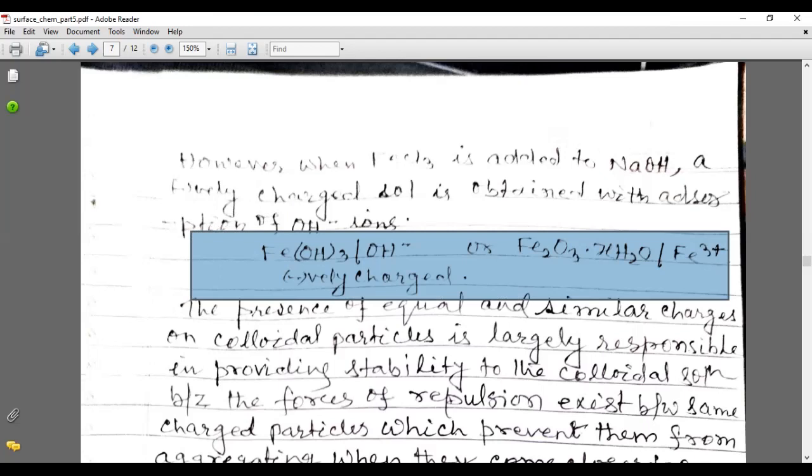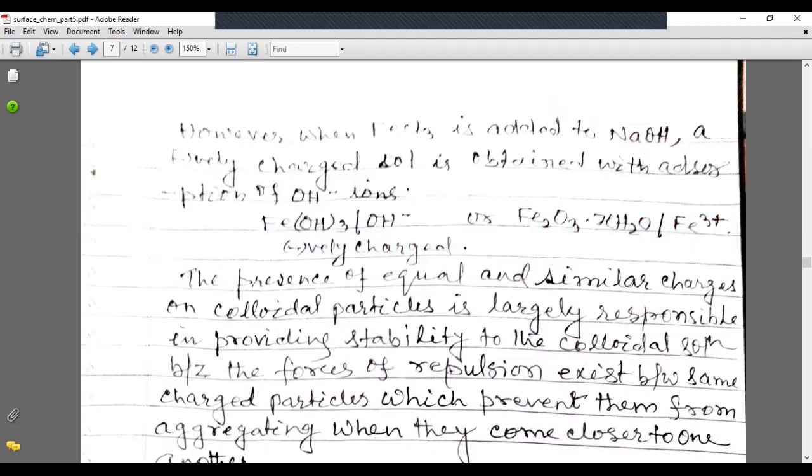The presence of equal and similar charges on colloidal particles is largely responsible for providing stability to the colloidal solution, because the forces of repulsion existing between the same charged particles prevent them from aggregating when they come closer to one another.